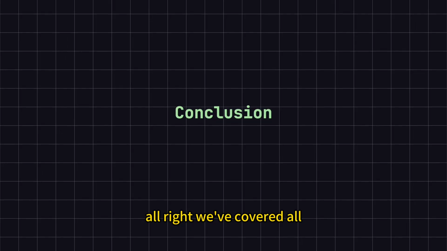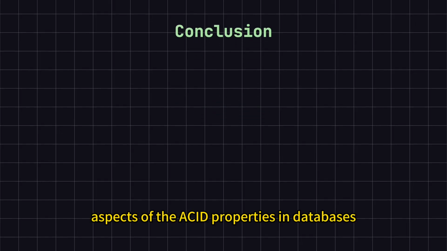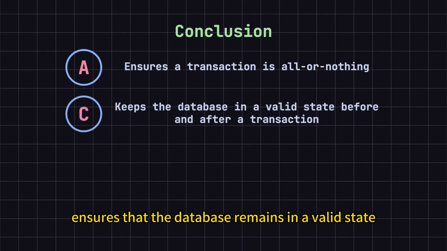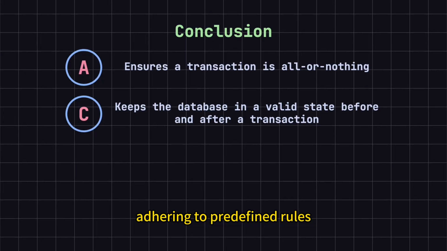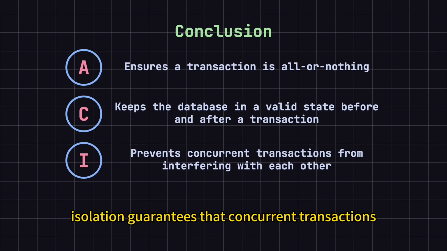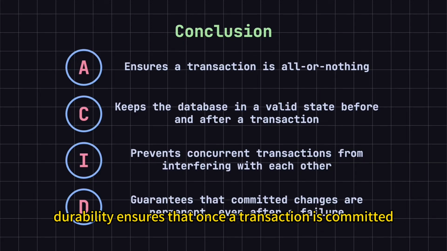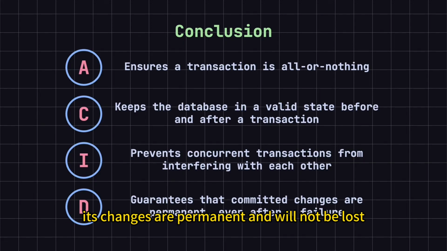Alright, we've covered all aspects of the ACID properties in databases. Atomicity ensures that all operations within a transaction either complete successfully as a whole or have no impact at all. Consistency ensures that the database remains in a valid state, adhering to predefined rules before and after the transaction. Isolation guarantees that concurrent transactions do not interfere with each other, and each operates as if it is the only transaction in the system. Durability ensures that once a transaction is committed, its changes are permanent and will not be lost, even in the event of a system failure.